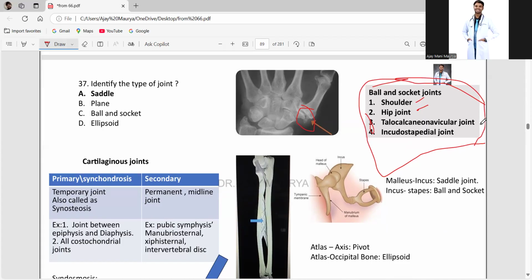Next one is the incudostapedial joint, between the incus and the stapes. It is a ball and socket joint. Remember, between the malleus and the incus, it is the saddle joint. But between incus and stapes, it is ball and socket. This is what you have to remember.